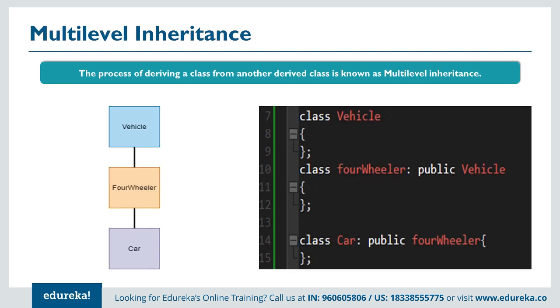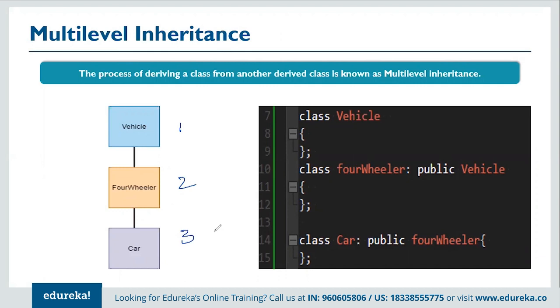The next is multi-level inheritance. As the name suggests, there are different levels. If I call this level 1, 2, 3, then 3 extends 2, which in turn extends 1. So the process of deriving a class from another derived class is known as multi-level inheritance. Syntactically, car is extending four-wheeler, and four-wheeler is extending vehicle.